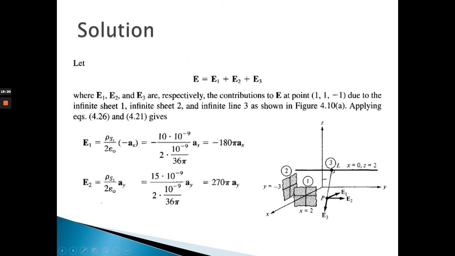Now go to the solution here. We use this one. E1 is equal to rho S1 over 2 epsilon naught, in the a minus direction. Why is it in the minus direction?